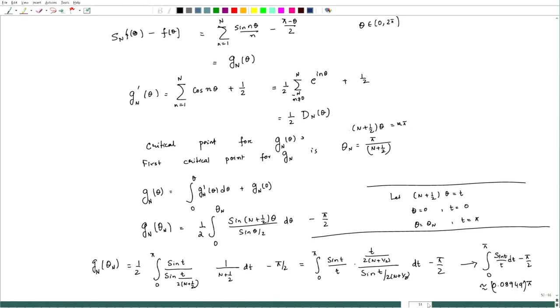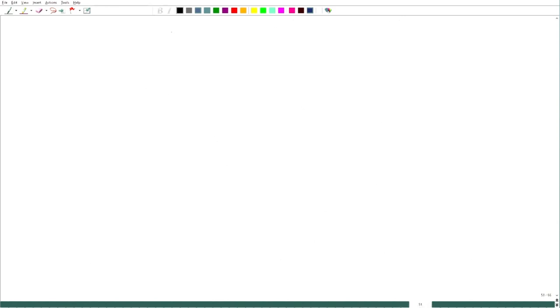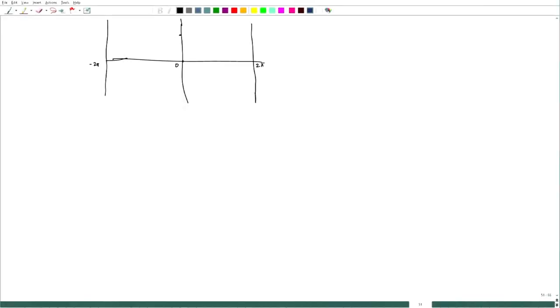So what does this mean? Now we have this graph. So this is 2 pi and then this is 0, this is minus 2 pi. Now if we are approximating, we are essentially talking about the partial sum of the Fourier series. So if you take more and more terms, capital N, then we are getting closer and closer. Wherever there is a jump discontinuity, the original function is something like this, what we have.